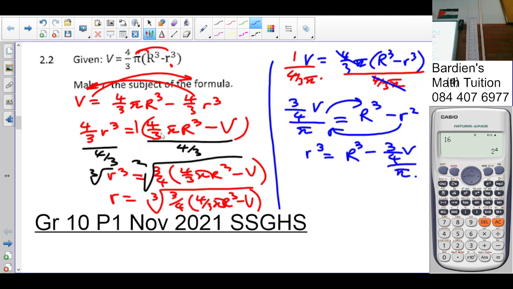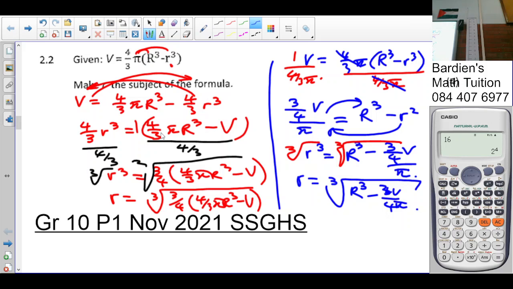How do I get r on its own? I take the cube root both sides. So that's going to give you the cube root of r cubed minus, this could be written as 3 over 4 v pi. Those two answers are the same thing. Exactly the same. When we multiply that out, you'll see you get the same thing. But again, you don't need to, so there's no marks allocated to that.